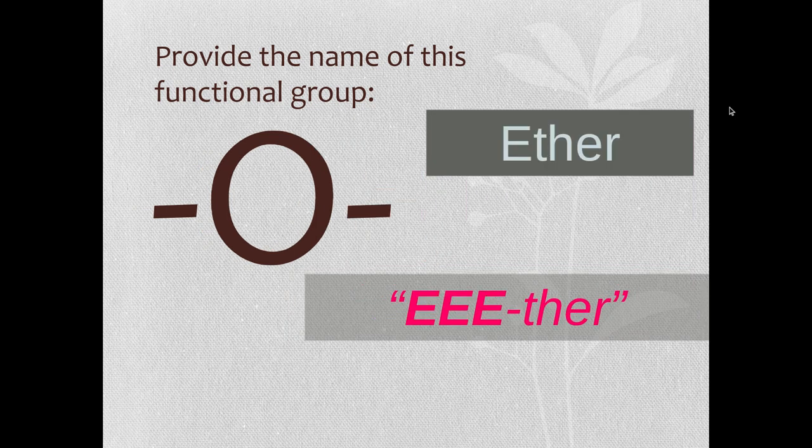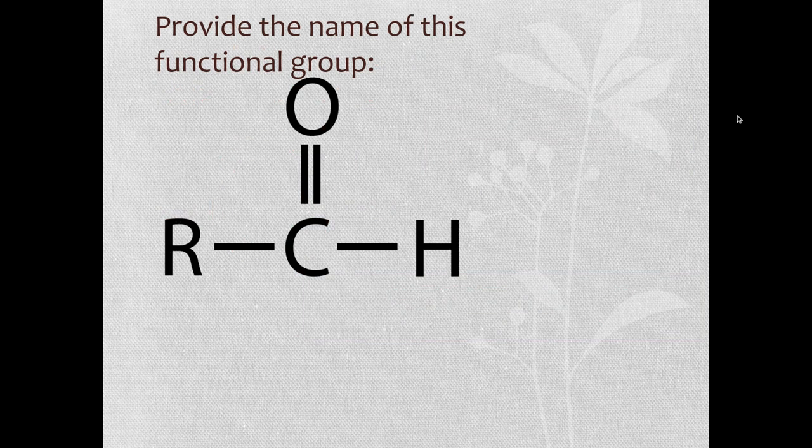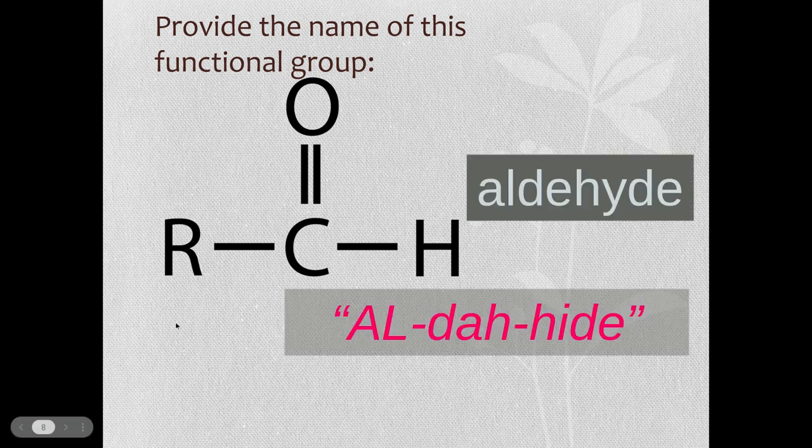When you see an oxygen in between two carbons, we call this an ether, ether. When you see a C double bonded to O, one side is a carbon group and the other side is a hydrogen, we call this an aldehyde, aldehyde. So aldehyde will have hydrogen.